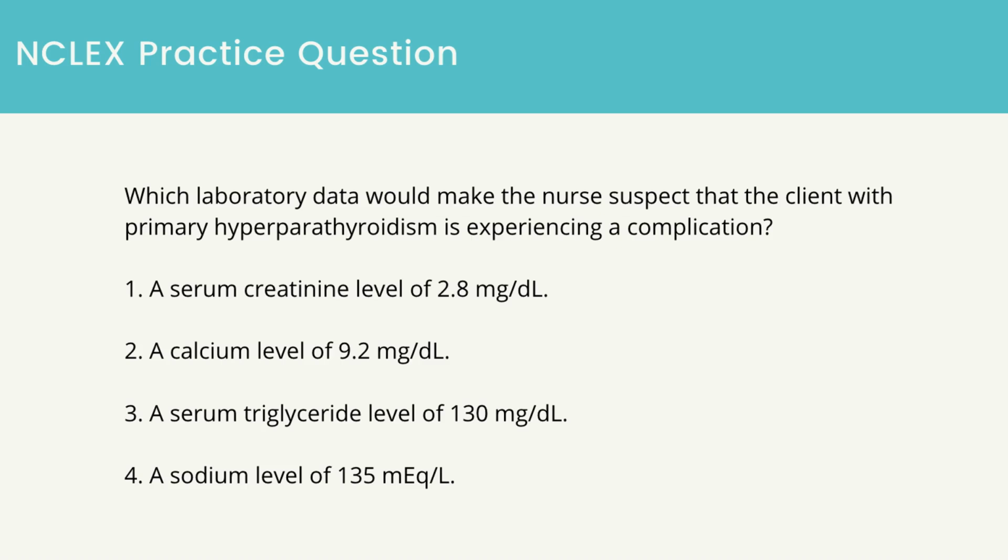Alright, well, you made it to the end of the video. Back to that question at the very beginning of the video: which laboratory data would make the nurse suspect that the client with primary hyperparathyroidism is experiencing a complication? 1. A serum creatinine level of 2.8. 2. A calcium level of 9.2. 3. A serum triglyceride level of 130. 4. A sodium level of 135.